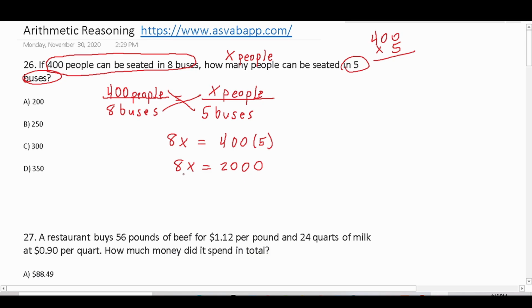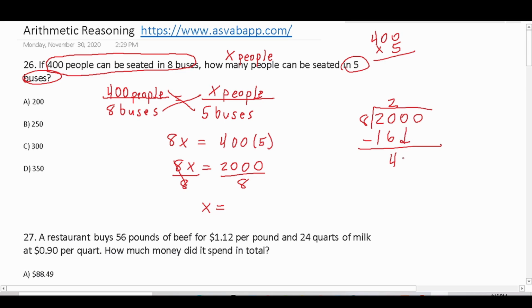Now to solve for x, we're going to divide both sides by 8. This is going to cross out over here, leaving you with just x over there. And now we can regard this, notably 2,000 over 8, as long division. So let's go ahead and do that. 2,000 divided by 8. Now the question is, how many times does 8 go into 2? It doesn't. How many times does 8 go into 20 without going over? The answer is 2. Given that 8 times 2 is 16. 20 minus 16 is 4.